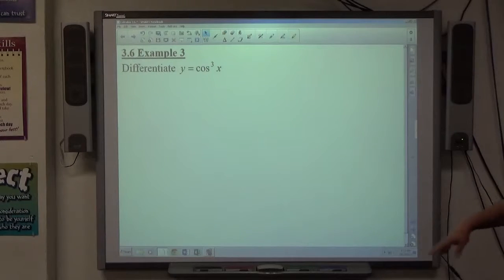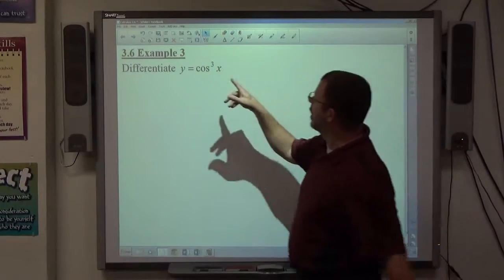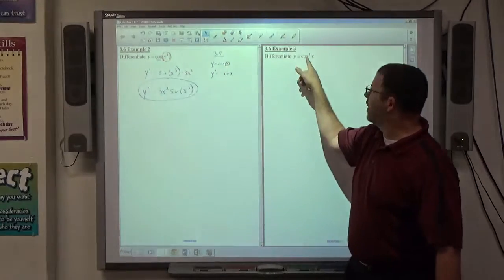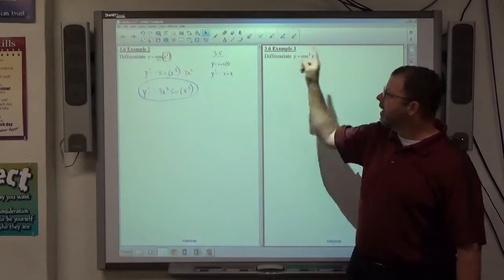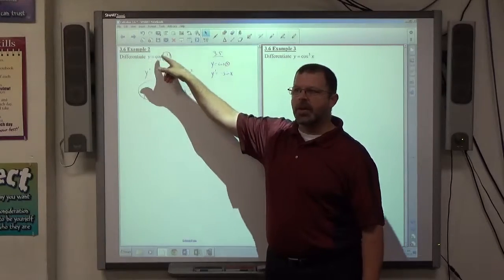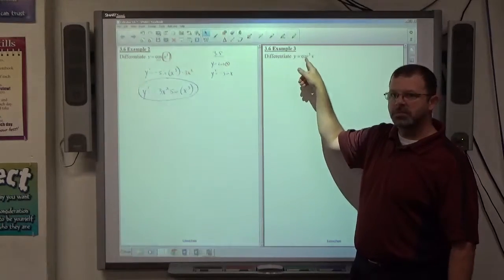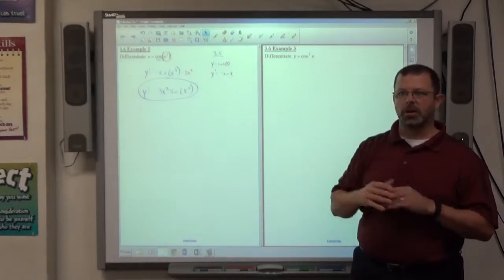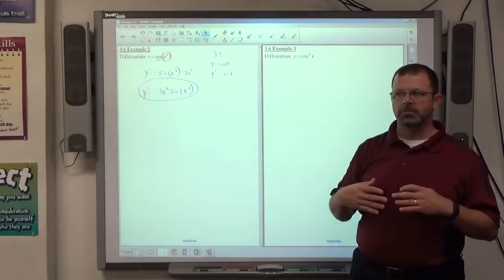All right, notice example 3 compared to example 2. Let me just show them side by side here. This is cosine of x cubed. This is cosine cubed x. Here x is cubed, and we're taking the cosine of that. Here cosine is cubed. So cosine of x is the argument. It's being cubed. All right, so you see the difference in the structures.